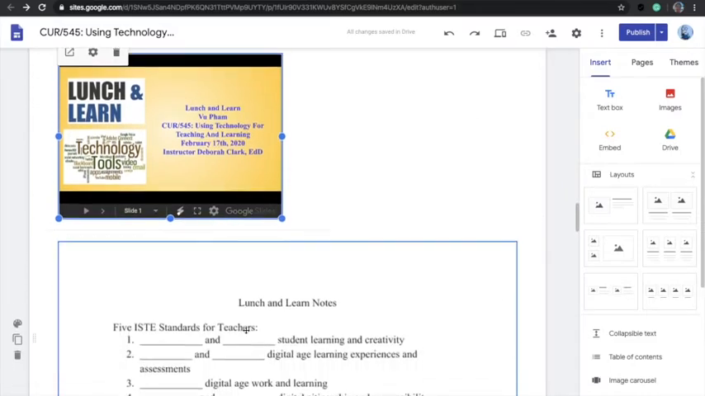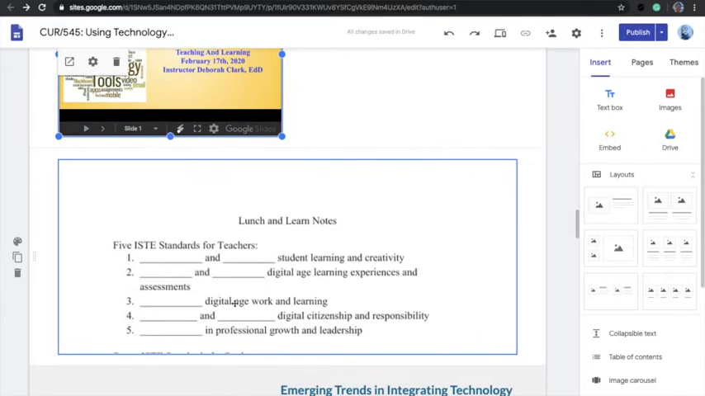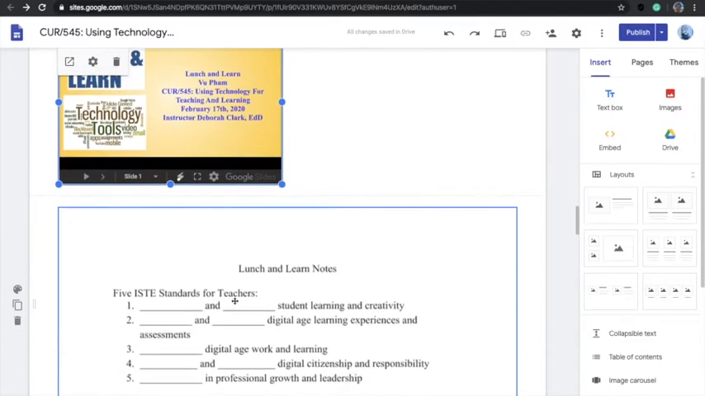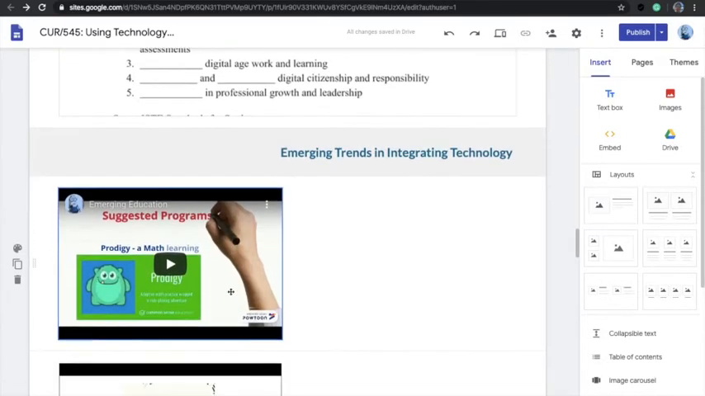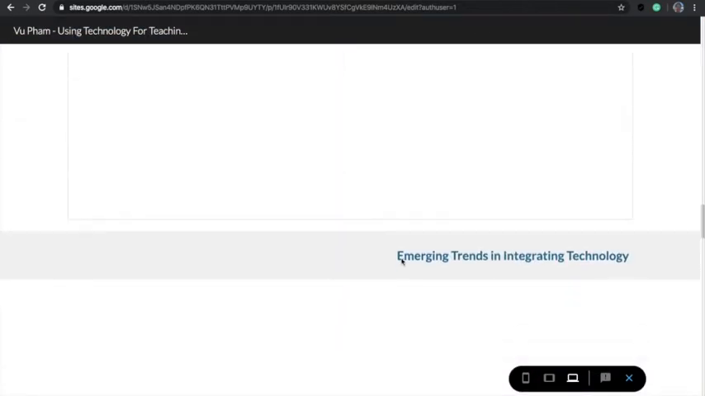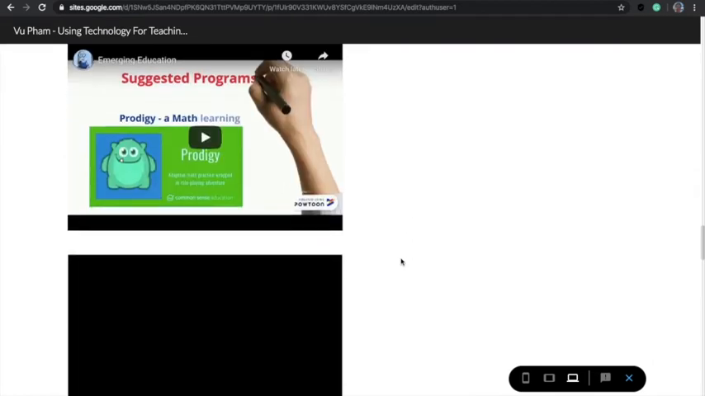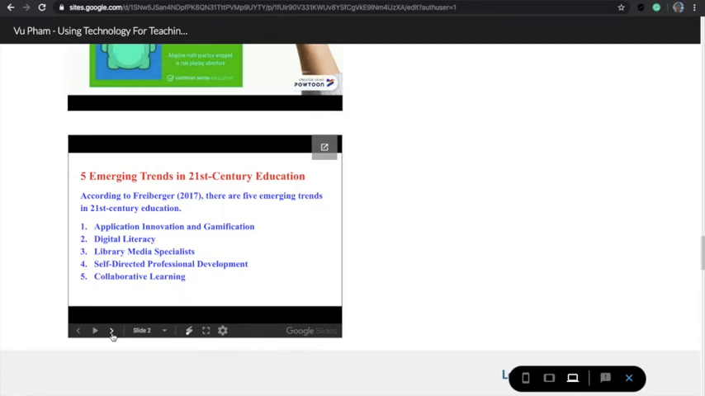So I had the chance to look at the ISTE standards for teachers and for students. Emerging trends in integrating technology is another good one. So we are in 21st century education. The thing I love most is collaborative learning.